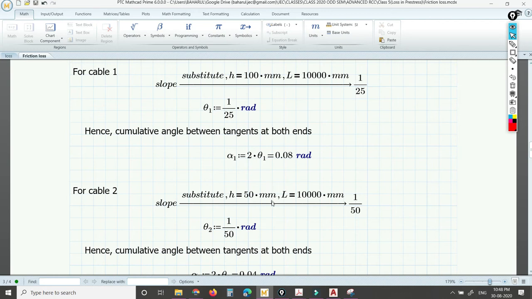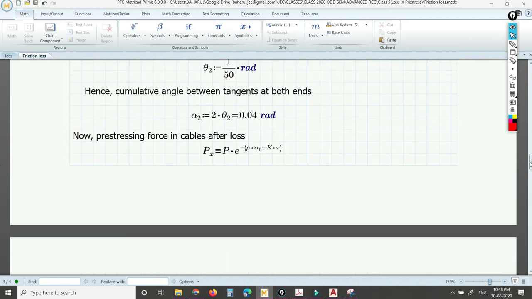Similarly, for cable 2, if you put the values of h and L in the 4h by L equation, you can find the slope as 1 by 50 at the support. And the cumulative angle alpha 2 is 0.04 radian. Now we have already got the equation for pre-stressing, which is Px is equal to P into e to the power minus (mu alpha 1 plus Kx).